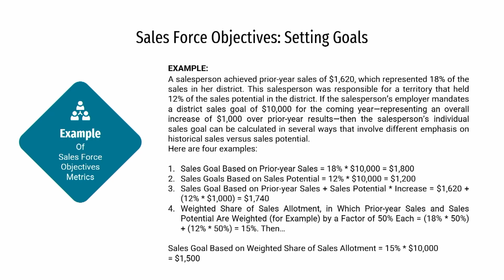Now, let us look at an example in which we will calculate the sales goal with multiple methods. We will look into past performance, we will look into sales potential, we will look into a combined method. A salesperson achieved prior year sales of $1,620, which represented 18% of the sales in her district. This salesperson was responsible for a territory that held 12% of the sales potential in the district. So, the percentage of sales potential is 12% of the entire district, but as far as performance is concerned, it accounted for 18%.